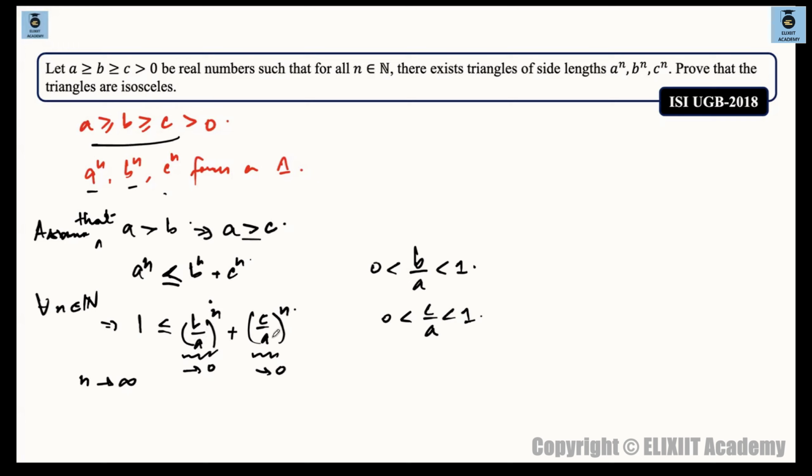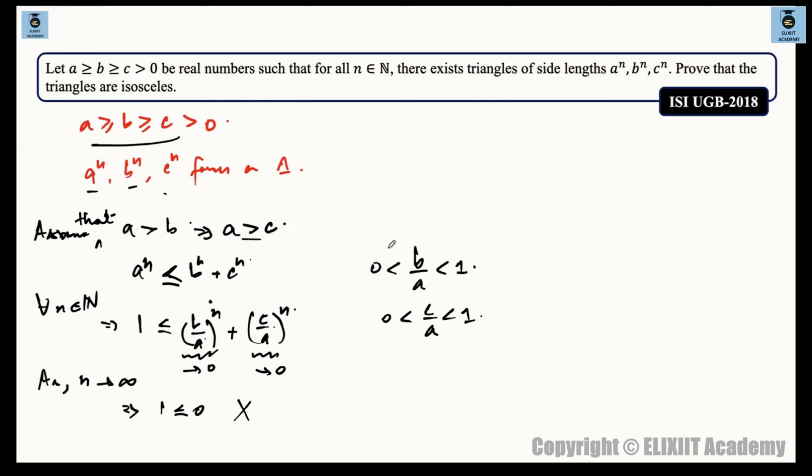For n tends to infinity, these quantities are tending to 0, मतलब कि 1 is less than or equal to 0, और ये तो हो ही नहीं सकता. This is never possible. माने for very large number n tending to infinity, 1 is less than or equal to 0, which is never possible. So which means A cannot be strictly more than B.